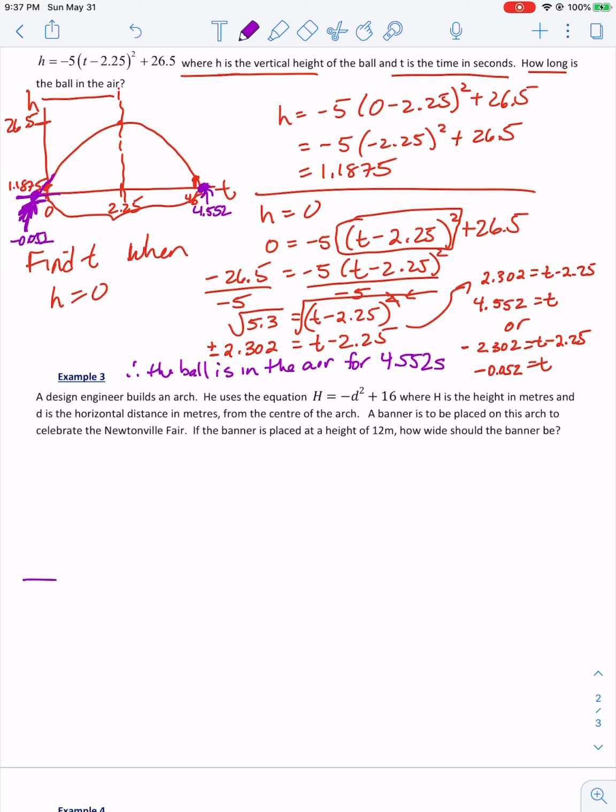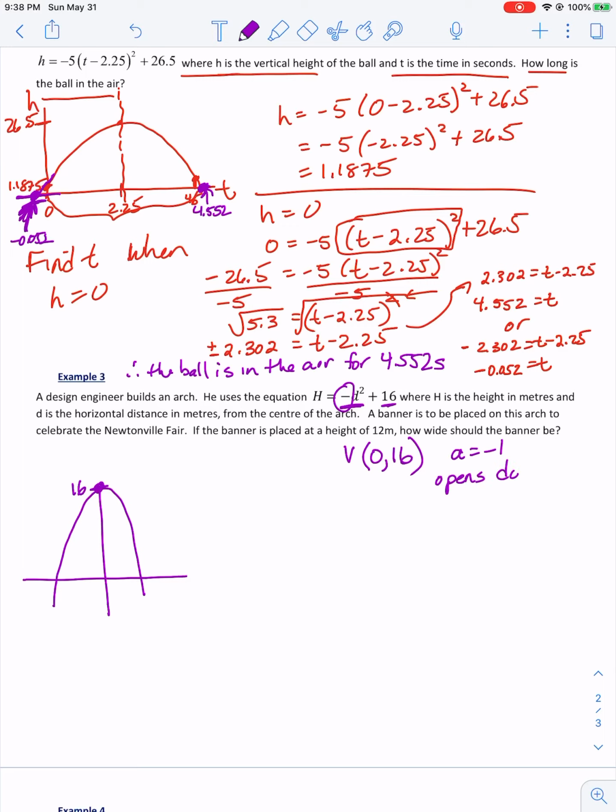So basically we have a parabola. The vertex of this parabola, there is no left or right shift because there's nothing inside the bracket here, but there is an up and down shift, so the vertex is at 0, 16. So we've got up here at 16, that's where the vertex is, and so the arch does something like this. We know that a equals negative 1, so it opens down. All right, so this is what it's going to look like.